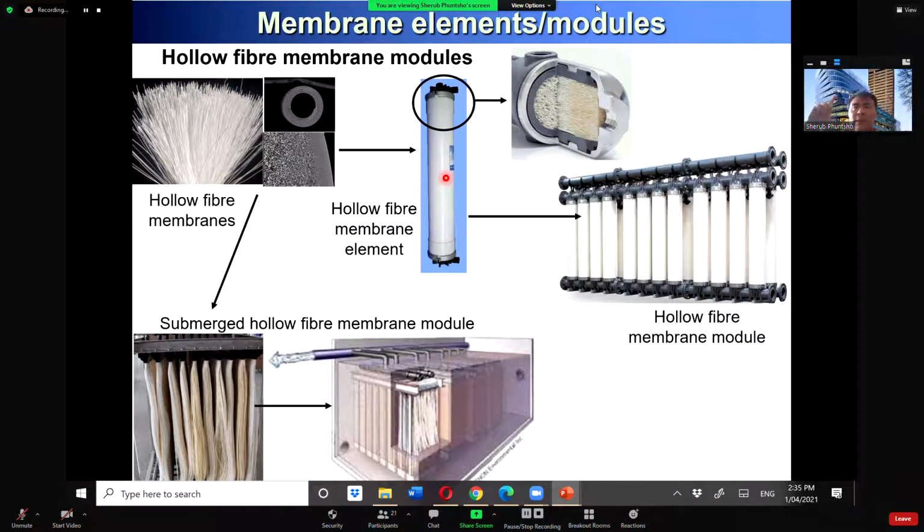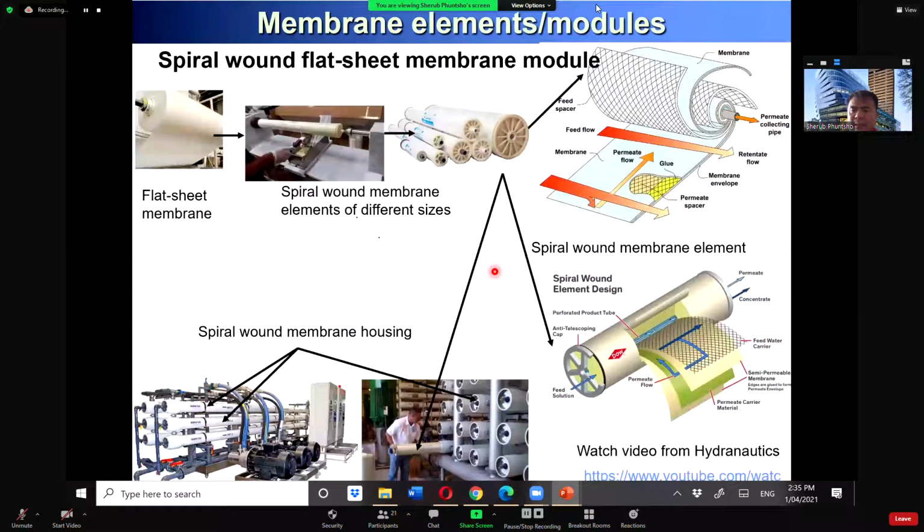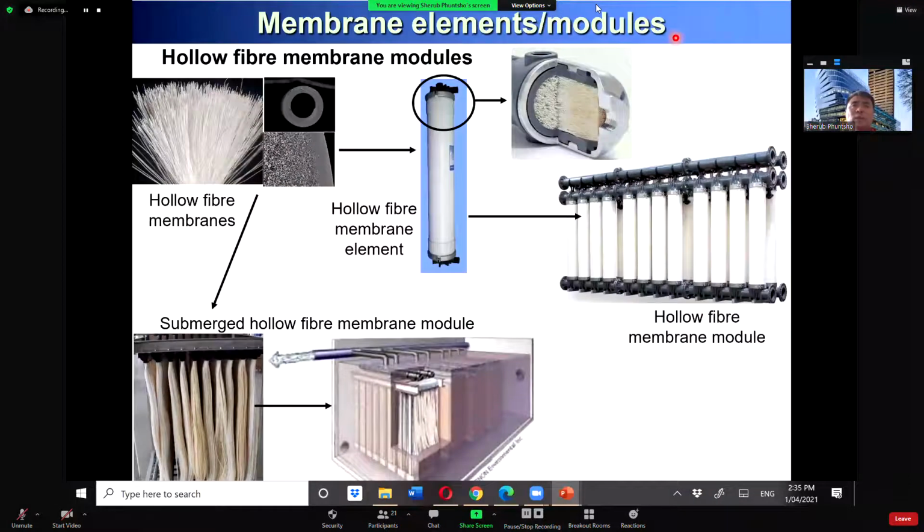Okay, I said that an 8-inch or 4-inch diameter, 1 meter length spiral module will have around 50 square meters of membrane area. That is the one we talked about earlier. But for the same size, for the same volume of membrane module, you can have probably twice as much membrane area with the hollow fiber. So hollow fiber has that kind of advantage.